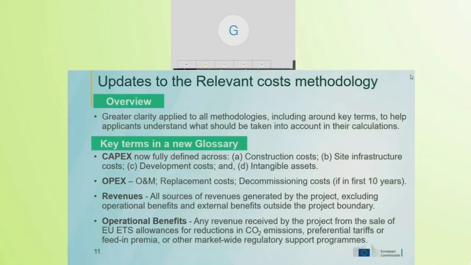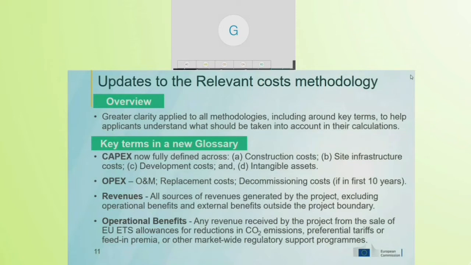As far as revenues are concerned, all revenues generated by the project and operational benefits, and external benefits, of course, are excluded. Those have been defined more deeply now in the latest set of guidance. And specifically, as far as any feed-in tariffs are concerned, those are now to be taken off the OPEX in the calculation of the relevant costs.